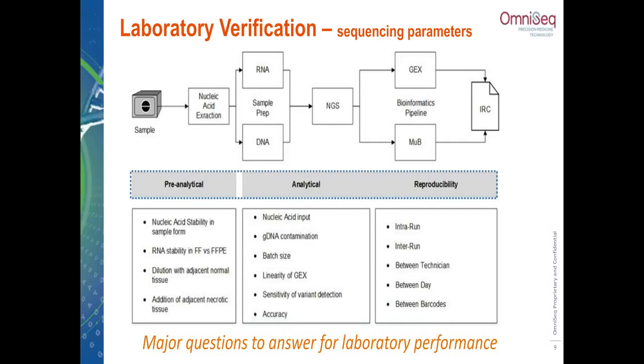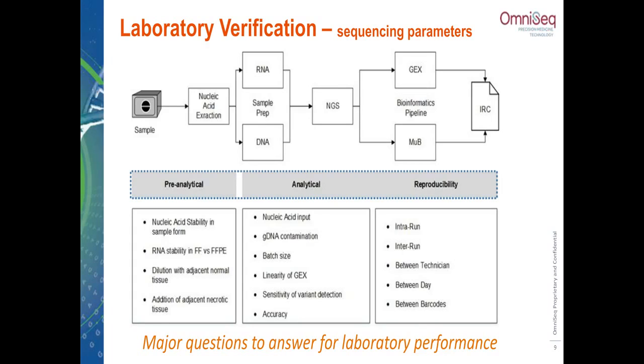I've listed some of the various things here that we want, like under pre-analytical, what's the nucleic acid stability in sample form? In other words, is someone sending you unstained slides, or are they sending you a block, and how do you test that? RNA stability and FF versus FFPE. Thermo Fisher's claim is this is as effective for FFPE as FF, but I think in every laboratory you need to prove that for yourself because every FFPE specimen has different characteristics. Dilution with adjacent normal tissue, addition of adjacent necrotic tissue, all these things that could impact the assay on pre-analytical. We'll touch on that, not every one of those things.